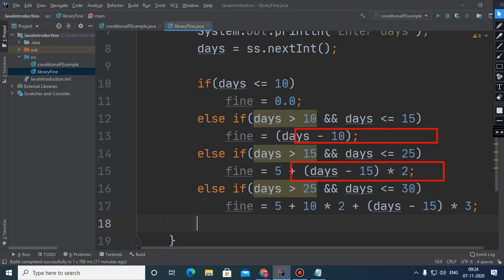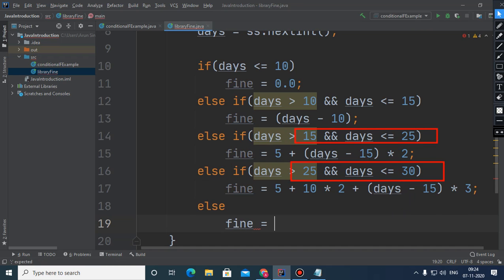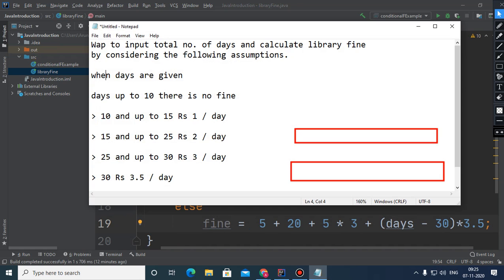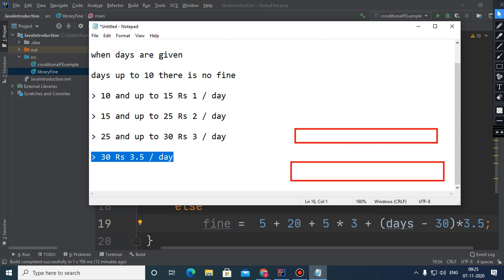And now next one is final, which is else. So fine is 5 rupees, and here you can write 20, 5 plus 20, because 10 days into the rate is 2. And here you can see total 5 days are there, but the rate is 3. Now here you have to calculate the remaining. So for remaining it is days minus 30 and the rate is 3.5. You can see finally the rate is 3.5, which is above 30.